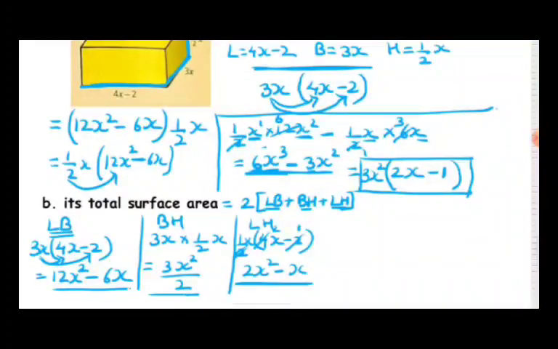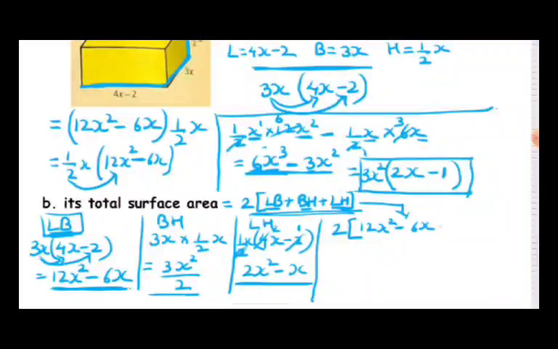So now, easy to work on the formula. So coming back to this, twice of L into B gives me this one. L into B, this one, gives me this expression which says 12x square minus 6x plus, this one gives me 3x square upon 2, and LH gives me 2x square minus x.